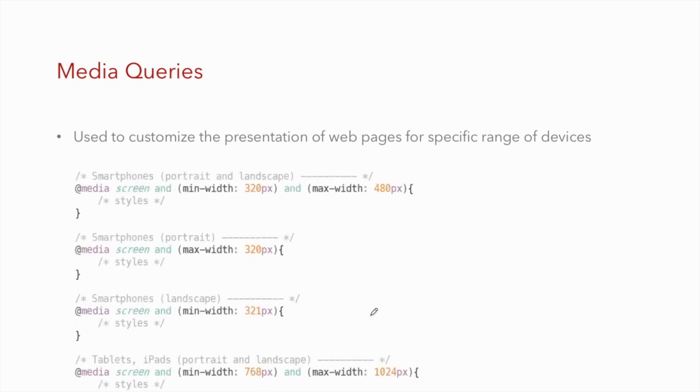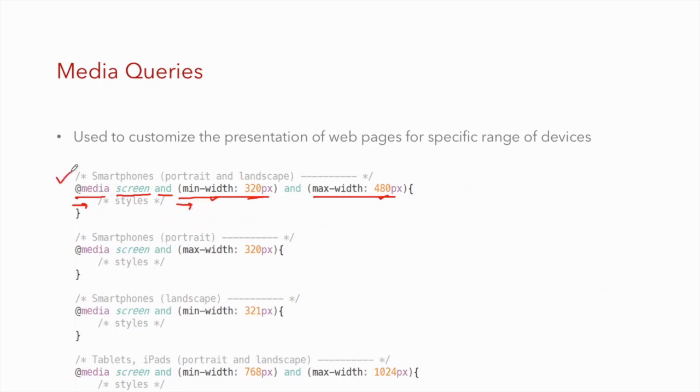So here is one example. You can write @media and then you can specify the media type, and you can add the conditions like this. The styles which you write inside of these braces will be applied only when these criteria are met, that it has to be a screen with minimum width 320 and maximum width 480. So when you try to view this page on a device which falls under this category, then these CSS rules will be applied.